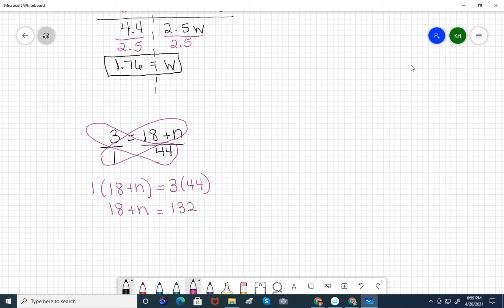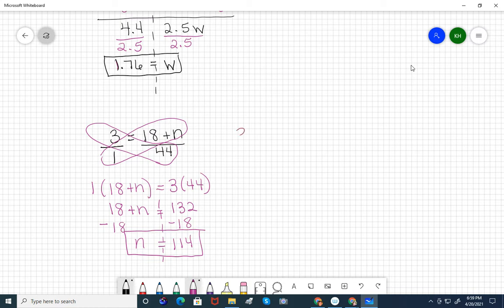I'm just solving for n. So I say minus 18, n is equal to 132 minus 18 is 114. If you're not sure, plug it in and check.